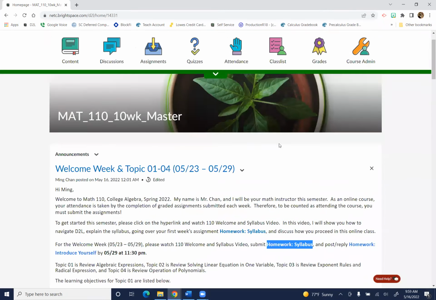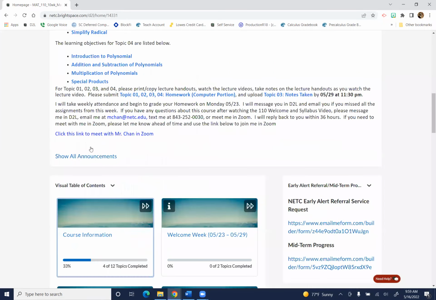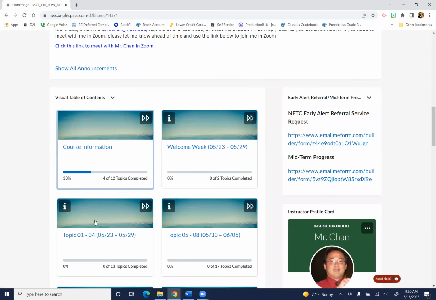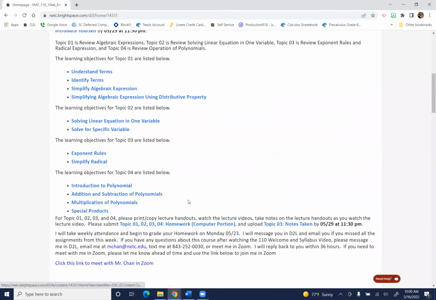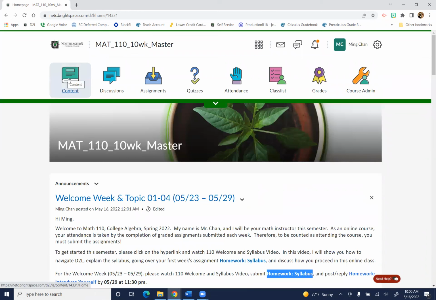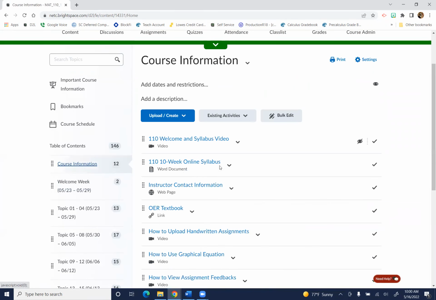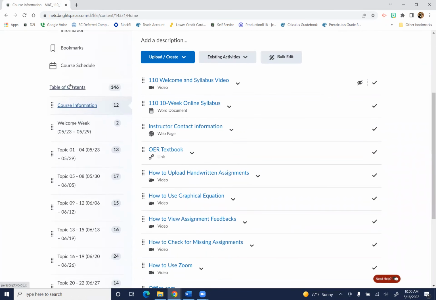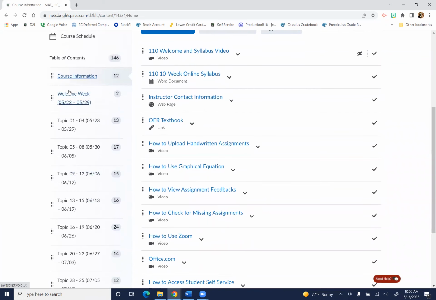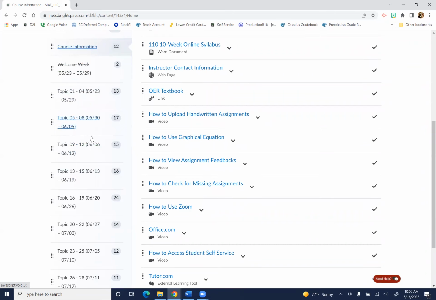So for your basic navigation, once you log into our class, instead of coming down here to this table of content, I'd like students to click on content on the top left-hand corner. The content will display everything in this class. I will go over the course information here in a little while. If you look on the left side, this is your table of content. Be aware that the welcome week and topic 1 through 4 have the same exact dates on them. After that, topic 5 through 8, all the topics have been grouped together by the week.